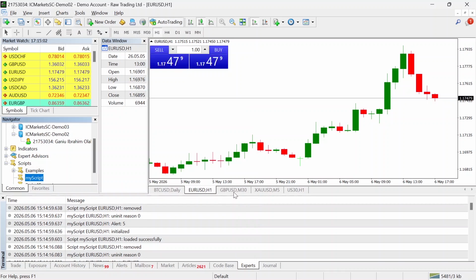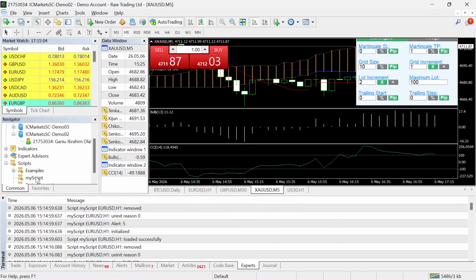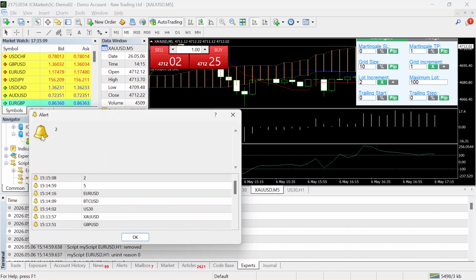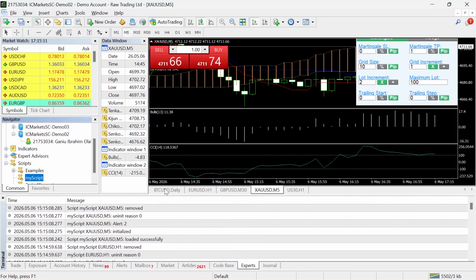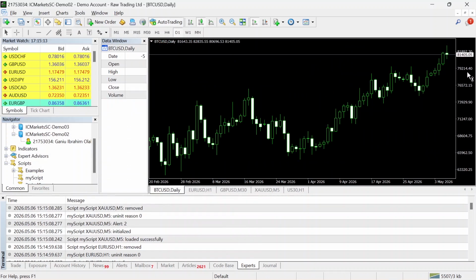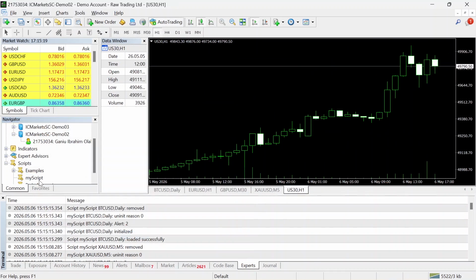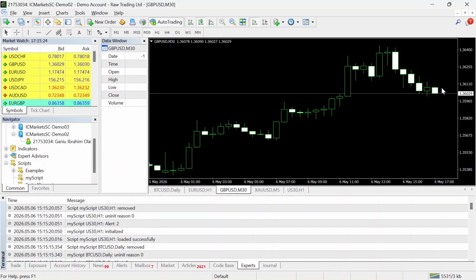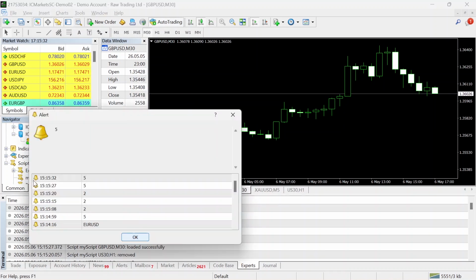Now let's go back to gold. You can see the digit is 2. Let me launch this. You can see it is programmatically retrieving this data for us. Let's go back to BTCUSD. Let's launch it to give us 2. Let's go back here. This is also 2. Let's launch it again. Let's go back to GBPUSD, which is 5. Let's launch that. You can see that is 5 as well. It is as simple as that.